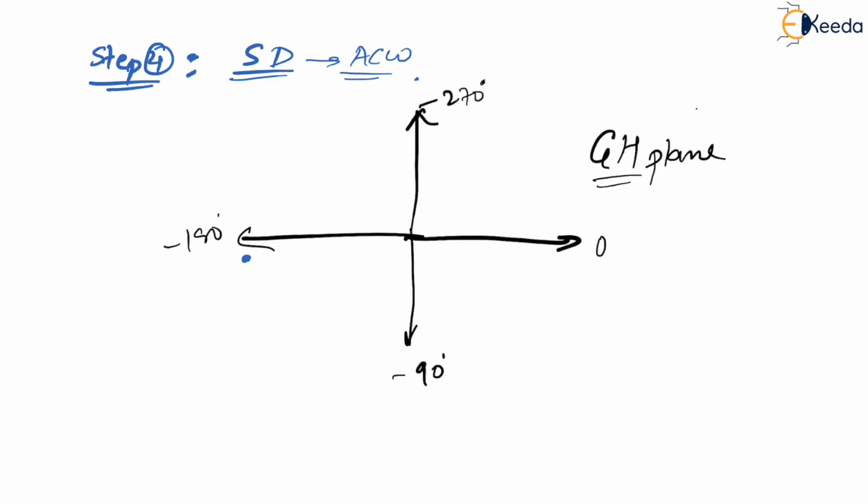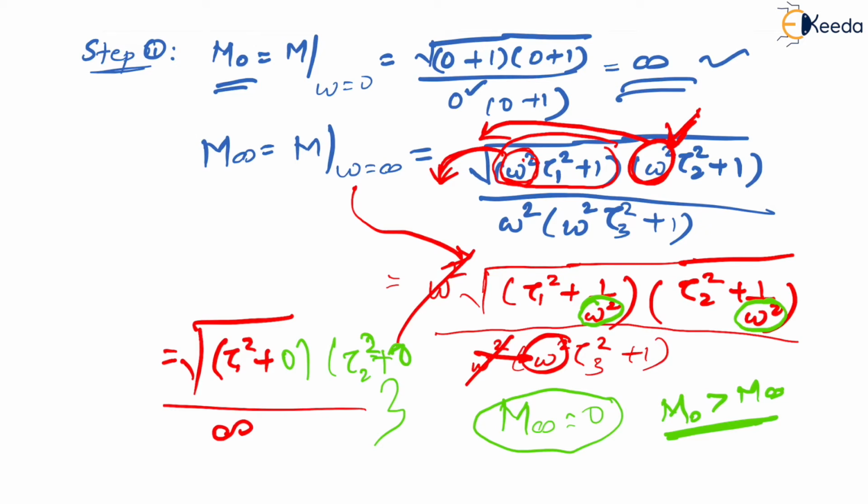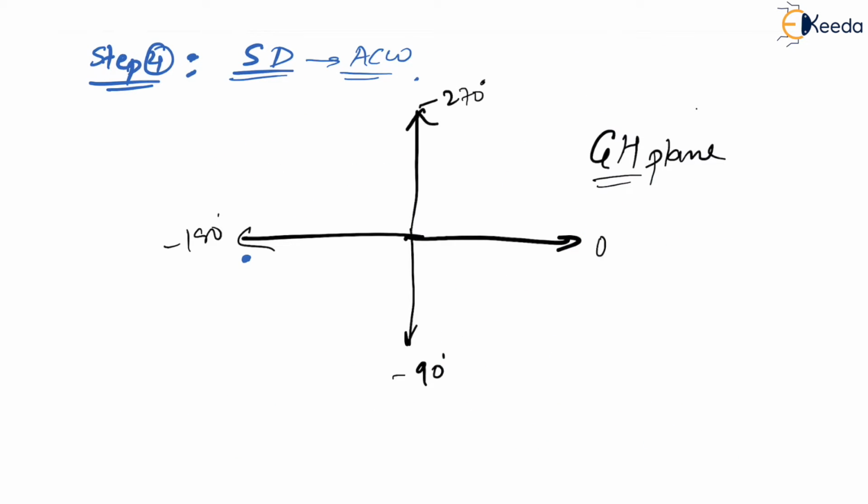The next thing we have to see is the ending point. What is the ending point? The magnitude at infinity is 0. Similarly, the angle at infinity is going to be minus 90 degrees. So definitely it is going to end here. Now, the starting direction is anti-clockwise, so this has to go in this direction only, the anti-clockwise direction.